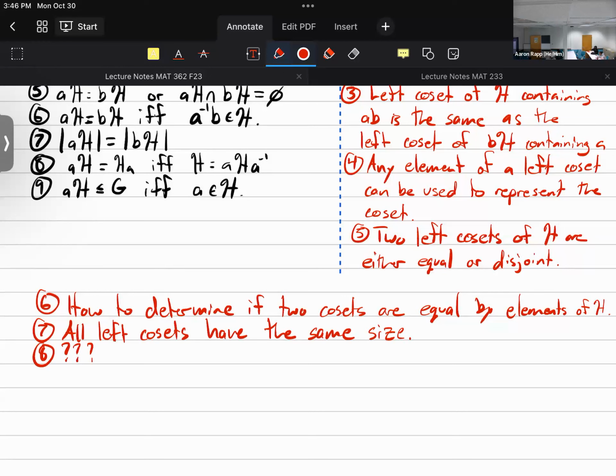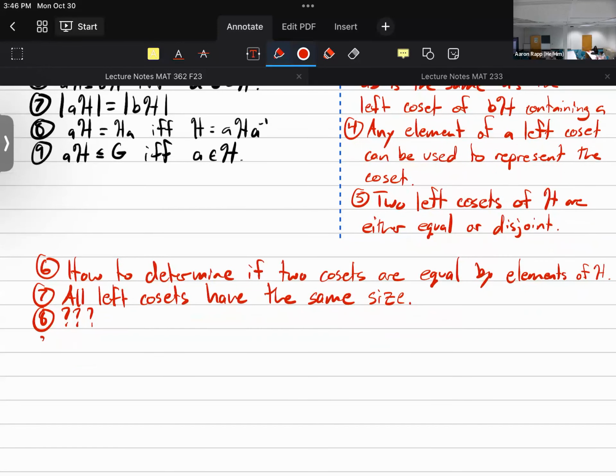I'll admit, number 8, I don't have a great interpretation for. I'm trying to remember where we use it. It's one of those weird properties that is very useful in the proof of a major theorem. It is not necessarily something that is useful outside of it, at least as far as I can remember. But that last one is just saying H itself is the only coset of H that is a subgroup of G.